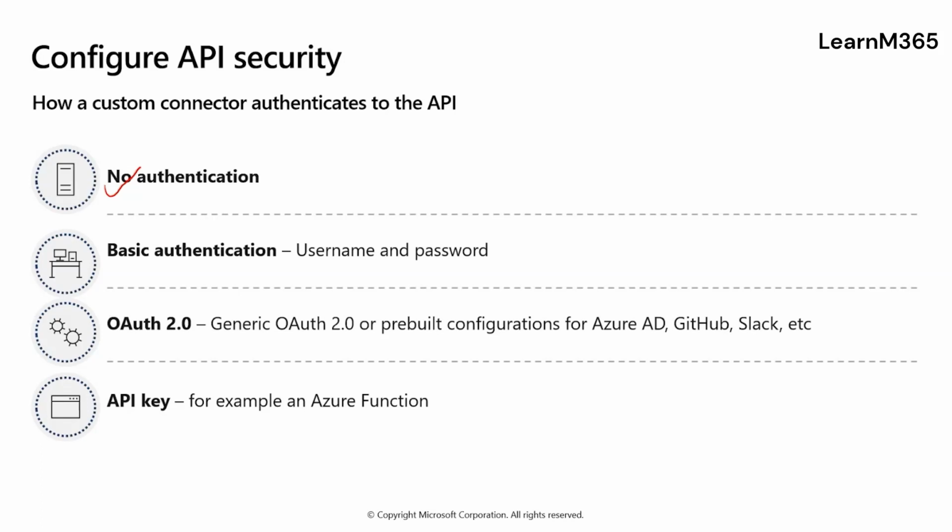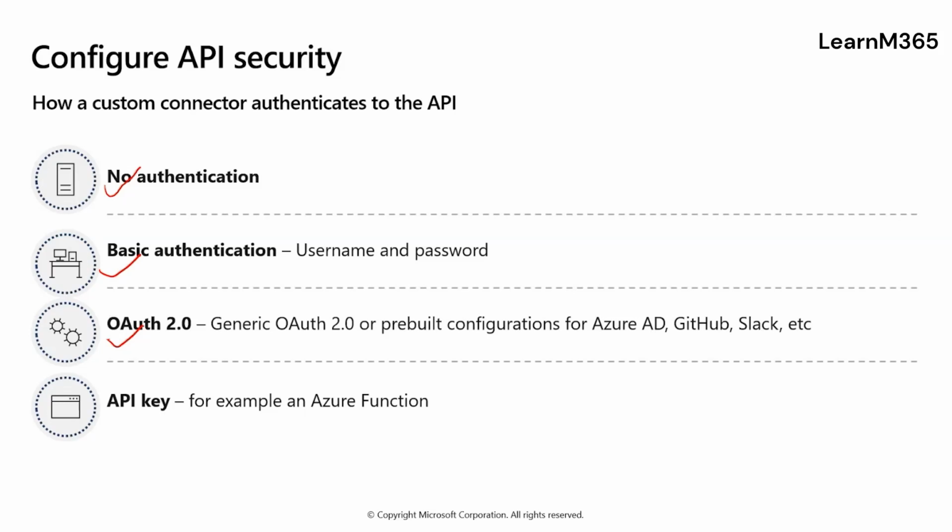The second option is basic authentication. This choice is for APIs that require a username and password to be sent with each request. The third option is OAuth 2.0, which is the industry standard protocol for authorization. And this option can be configured for any API that uses OAuth 2.0.